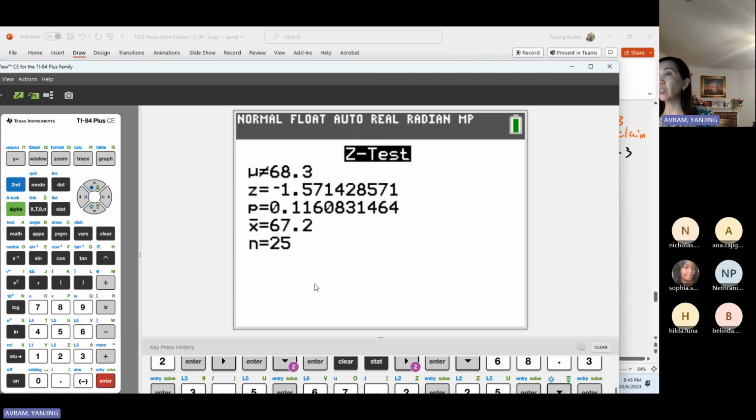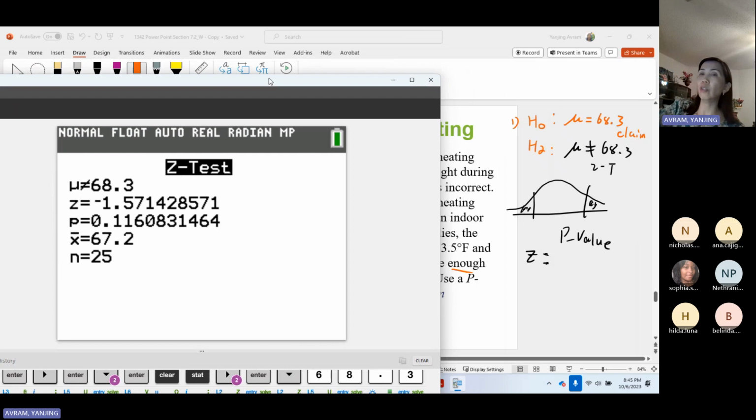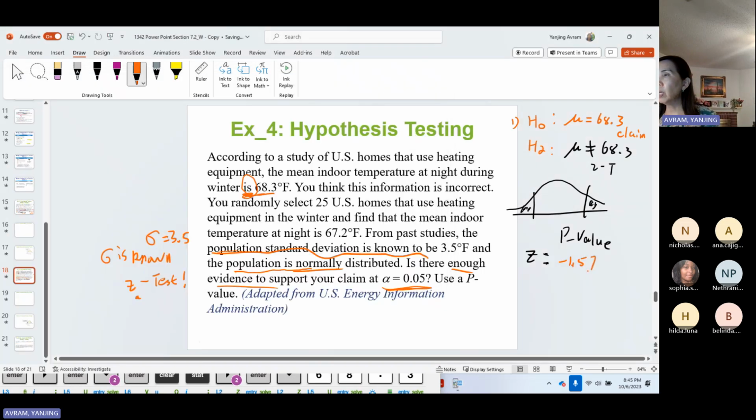All right, so look at this one, very effective. You have a z-score, you have a p-value. This p-value already includes two tails, so you don't have to multiply by two on your own. So it's really convenient. If I round to 2 decimal places, my z-score will be negative 1.57. That's the second step, you calculate the z-score. The third one, you calculate the p-value.